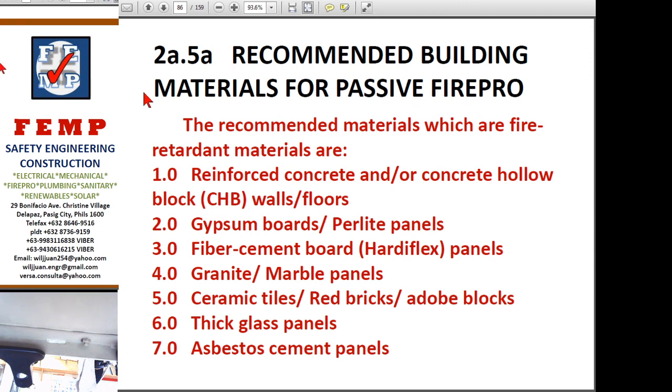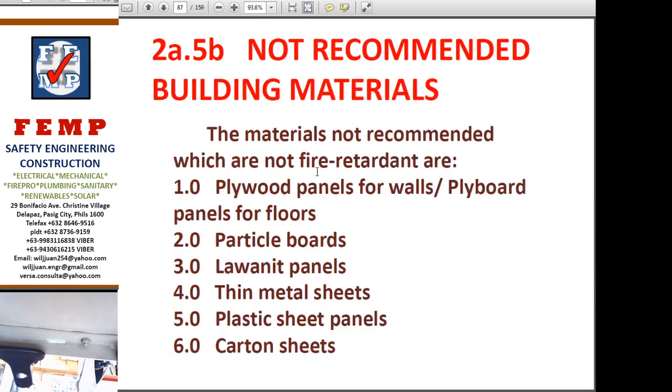So recommended building materials for passive fireproofing are reinforced concrete, concrete hollow blocks, walls, floors, gypsum board, perlite walls, fiber cement board, Hardiflex panels, granite or marble panel walls or finishes, ceramic tiles, red bricks, adobe blocks, thick glass panels, asbestos cement panels. So these are fireproof materials or fire retardant or non-fire materials.